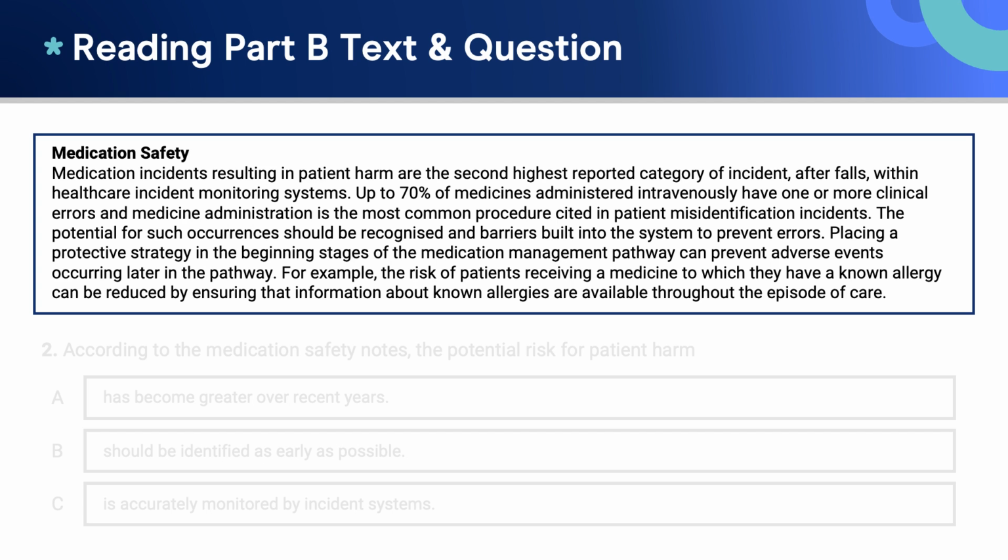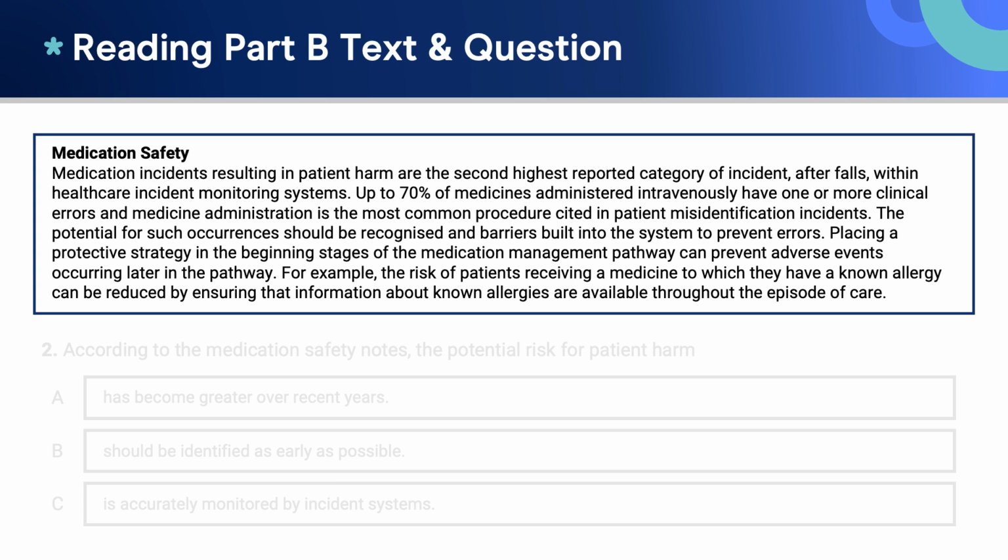So let's read through the text to make sure we understand it. Medication safety. Medication incidents resulting in patient harm are the second highest reported category of incident after falls within healthcare incident monitoring systems. Up to 70% of medicines administered intravenously have one or more clinical errors, and medicine administration is the most common procedure cited in patient misidentification incidents.